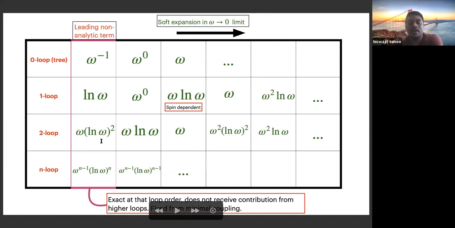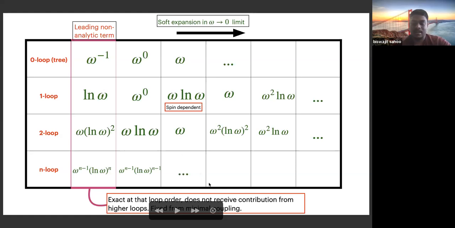And also then you can analyze two loop, and the leading non-analytic piece turns out to be omega log omega squared, and then there are other kinds of terms which cannot be fixed by the scaling which fixes the omega log omega. So you can also generalize to n loop, and you can predict the structure which I mentioned earlier. The leading non-analytic piece we expect to be completely fixed and factorizable, and it is expected to be universal, from the understanding which I mentioned earlier.